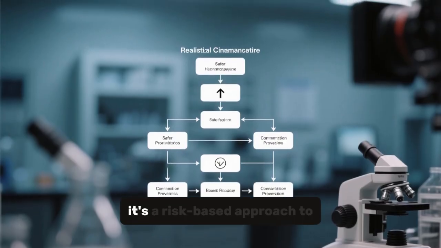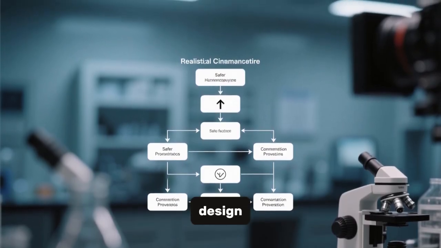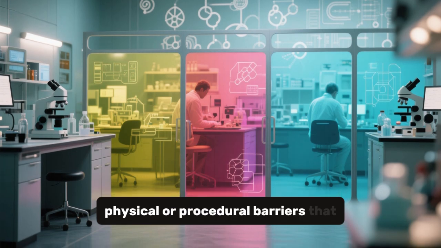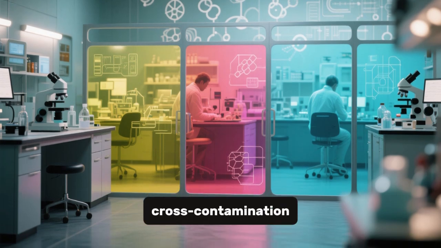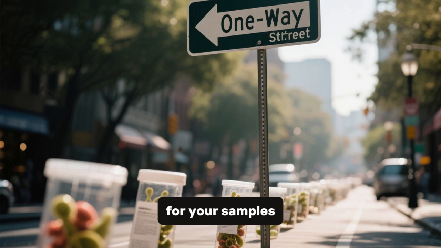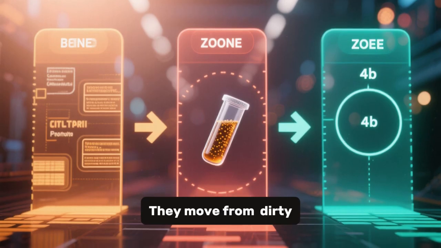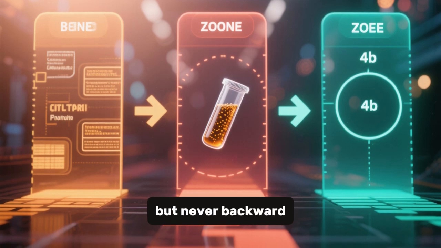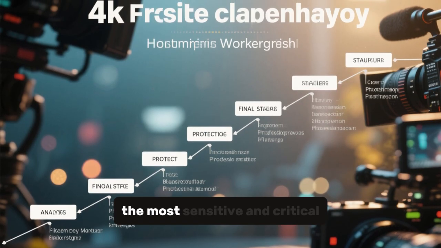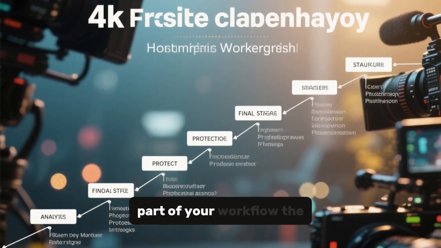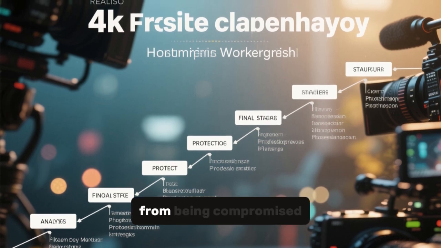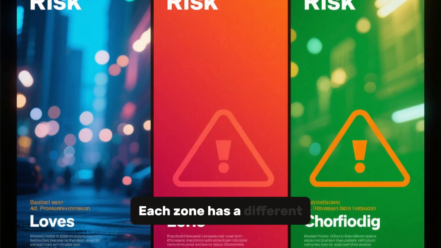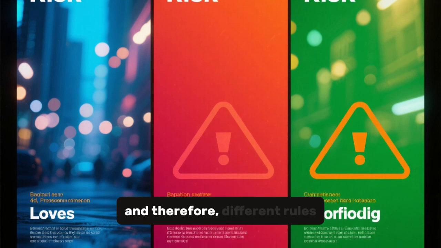At its core, it's a risk-based approach to laboratory design. The main goal is to create physical or procedural barriers that prevent cross-contamination. Think of it like a one-way street for your samples. They move from dirty or raw stages to clean or analytical stages, but never backward. This simple concept protects the most sensitive and critical part of your workflow, the final analysis, from being compromised by anything that came before it. Each zone has a different risk level and therefore different rules.